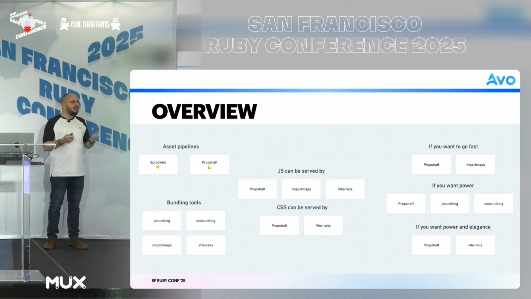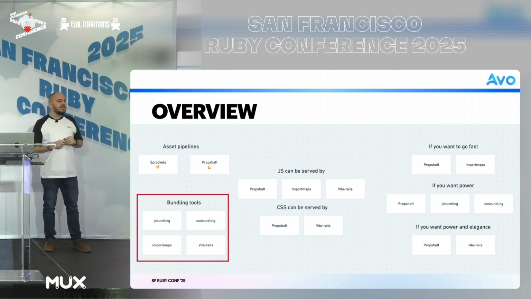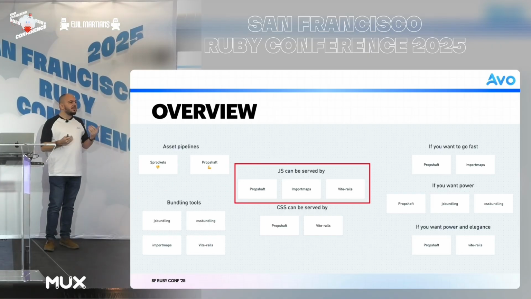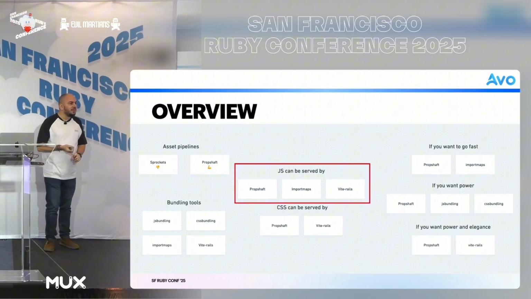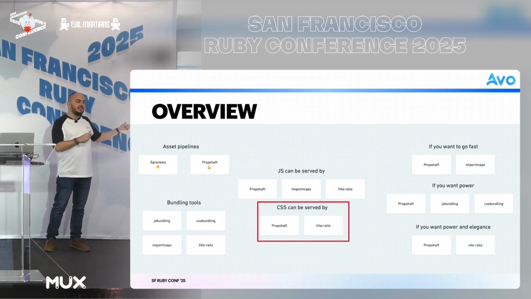So we have an overview. We have two asset pipelines, Sprockets and Propshaft. Propshaft is the new one, so just use that one. Bundling tools: JS bundling, CSS bundling, import maps-ish, and Vite Rails. JavaScript can be served by Propshaft, import maps, or Vite Rails. CSS can be served by Propshaft and Vite Rails.